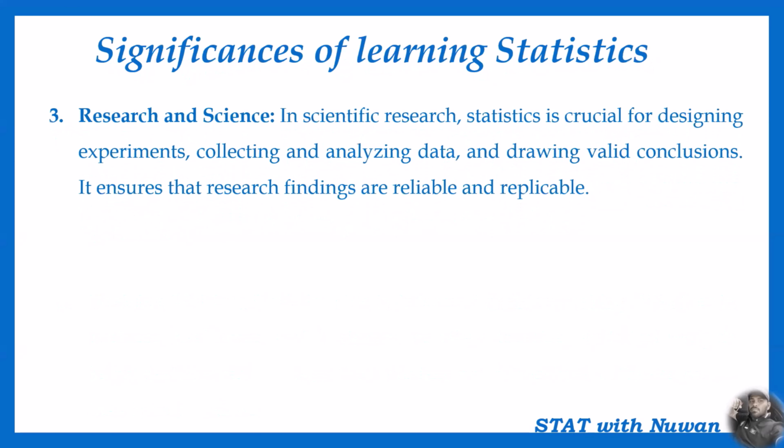Next, research and science. In scientific research, statistics is crucial for designing experiments, collecting and analyzing data, and drawing valid conclusions. It ensures that research findings are reliable and replicable.